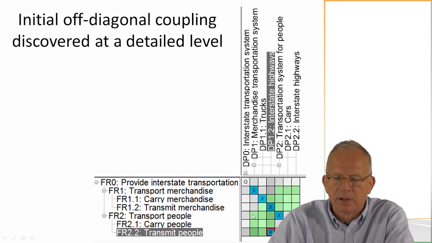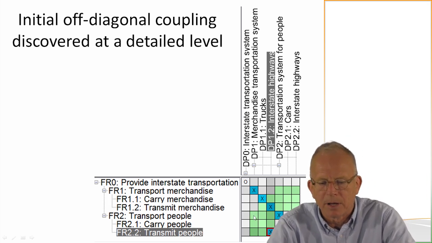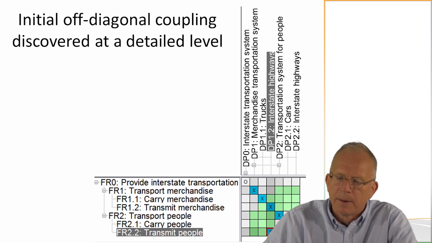So the merchandise transportation system, what does it do to transporting people? Is there an interaction there? Well, it may not be obvious right away. So let's see, do the trucks have any influence on this?